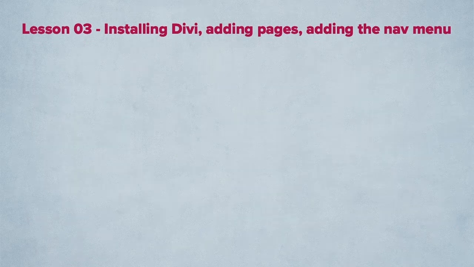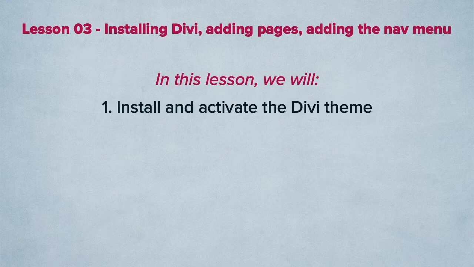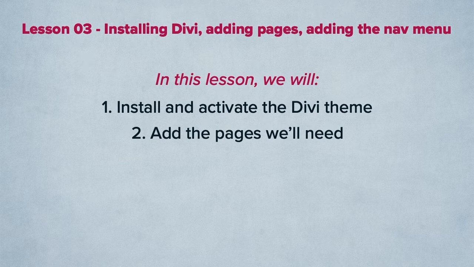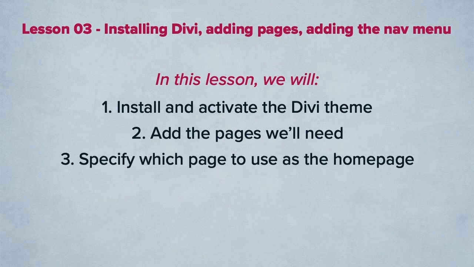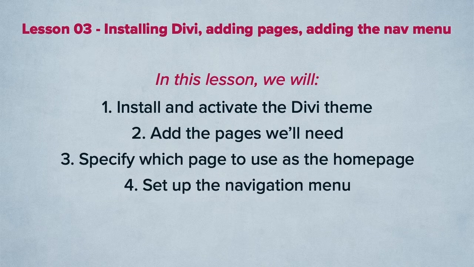Okay, welcome back. Let's get going. Here's what we'll accomplish in this lesson. We will install and activate the Divi theme, add the pages we'll need in WordPress, specify which page to use as the home page, and we'll set up the navigation menu.